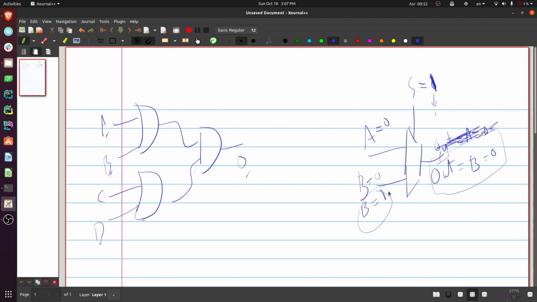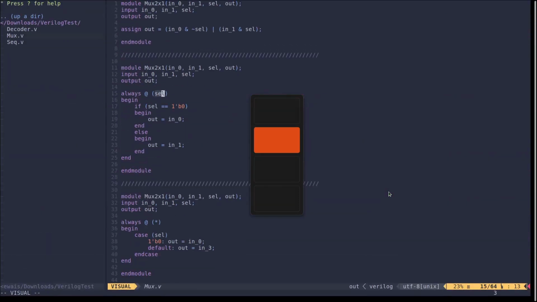So for combinational circuits, you have to have all the inputs in the sensitivity list. That is a must. If you're not listing all of them here, you will end up with some sequential elements, and the circuit will not be what you expect.